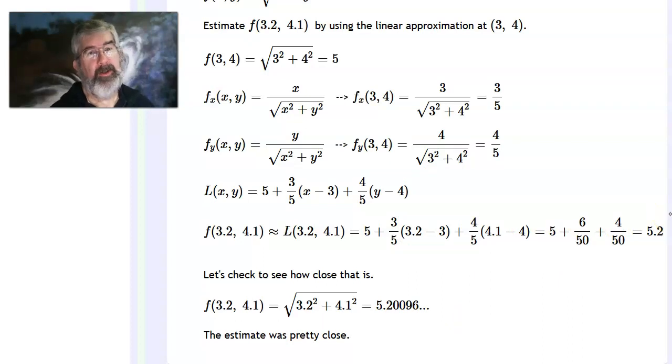So there you go, linear approximations. A plane that matches the surface in function value and in first partial derivatives at a particular point, the linear approximation.